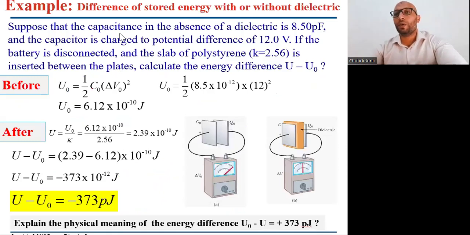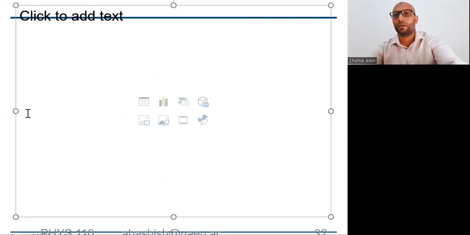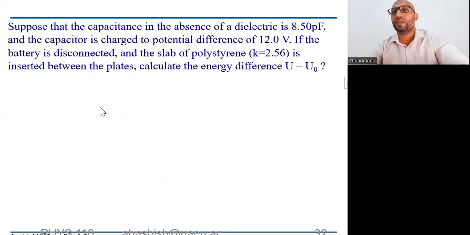Now let's move on. Suppose that the capacitance in the absence of a dielectric is 8.5 picofarad. Let me write this, and I would like to solve step by step. Suppose that the capacitance in the absence of the dielectric is 8.5 picofarad and the capacitor is charged to the potential difference 12 volt. If the battery is disconnected and a slab of polystyrene with dielectric constant equal 2.56 is inserted between the plates, calculate the energy difference U minus U naught.